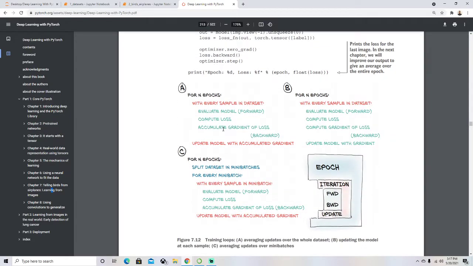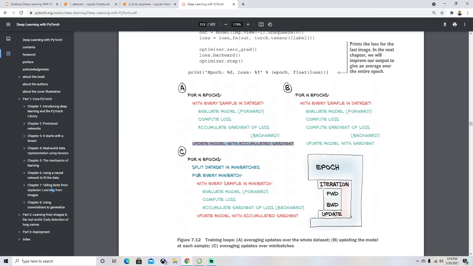And now they're going to talk about this. This is an important figure here. Because in A, for n epochs, for every sample of the dataset, this is how it goes through it. It evaluates the model, computes the loss, and accumulates the gradient of the loss. So you go through and accumulate the gradient of the loss for every sample in the dataset, and update the model with the accumulated gradient.